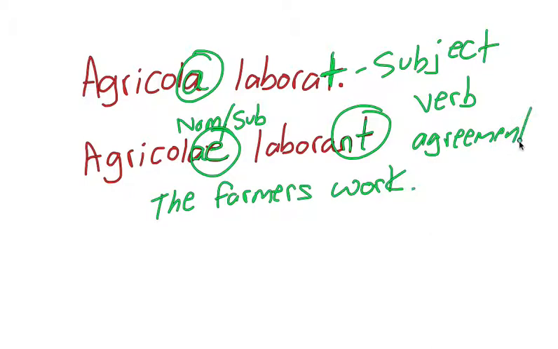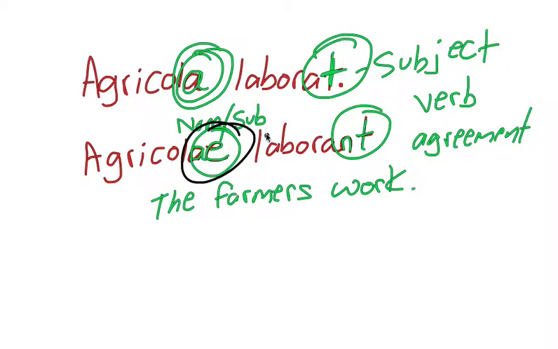So if the subject is singular, like Agricola is singular, then the verb has to be singular. If the subject is plural, like Agricolae is plural, then our verb has to be plural. And they're just about almost always going to be third person. So we have third person singular, T, and third person plural, ent. Okay. So that's the first thing the nominative case is used for.